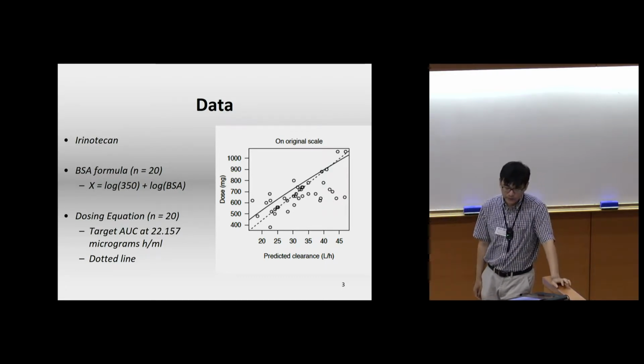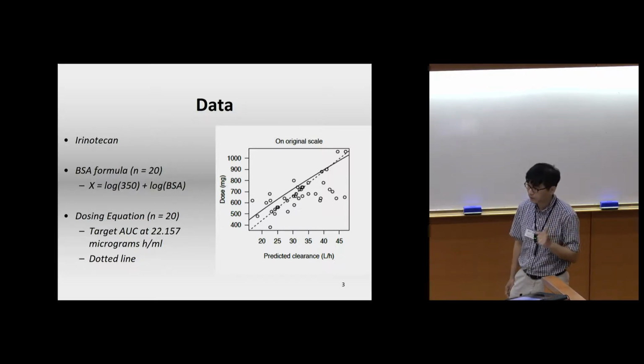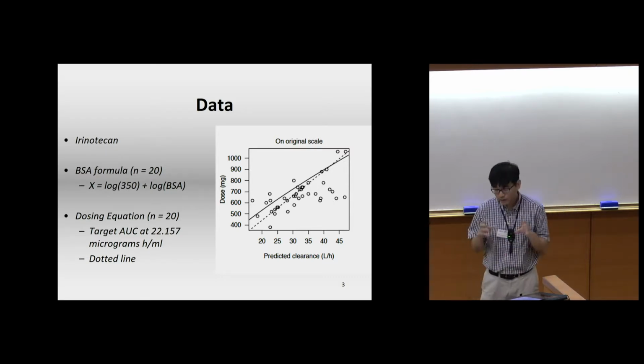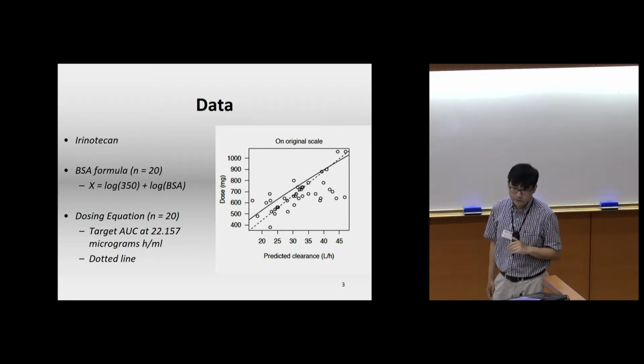At the end of the trial, the purpose of this trial was to validate that the dosing equation is a better way to prescribe the irinotecan dose in terms of achieving the target AUC at 22.157. So this is the goal. But after the study was completed, we did something relatively straightforward. We fit a least square regression, a least square estimation, and then used that to estimate what the optimal dosing equation is. It turns out that the solid line is what we should have prescribed as dose to patients in the study.